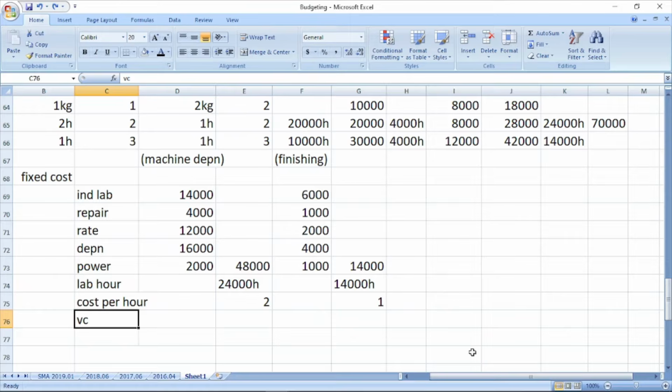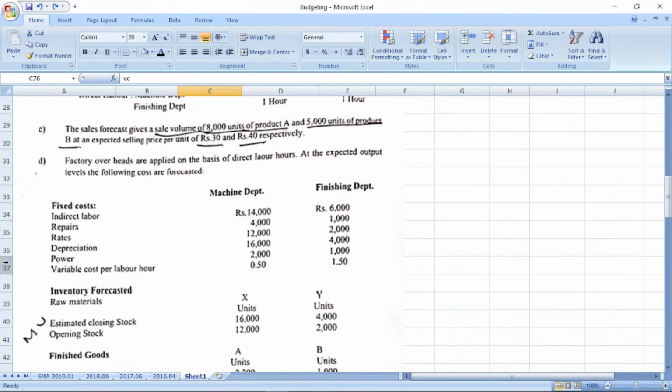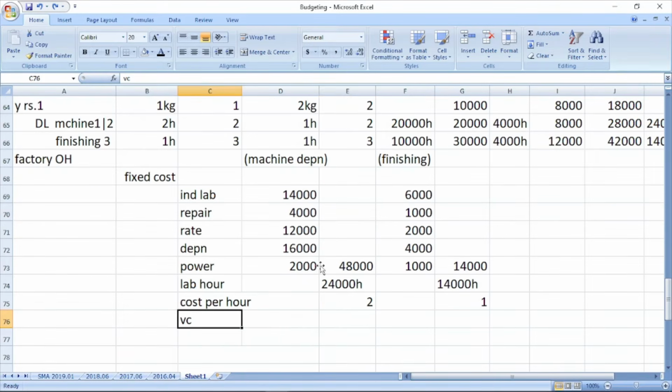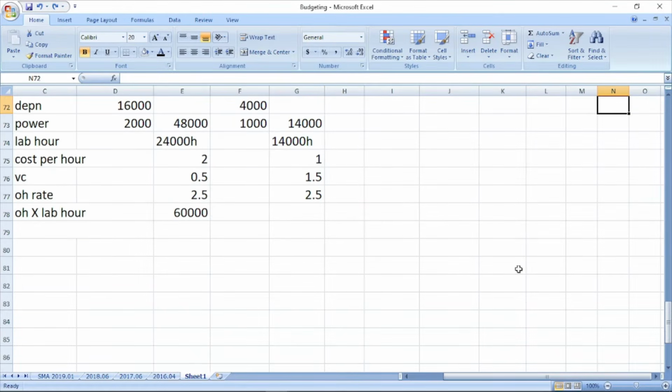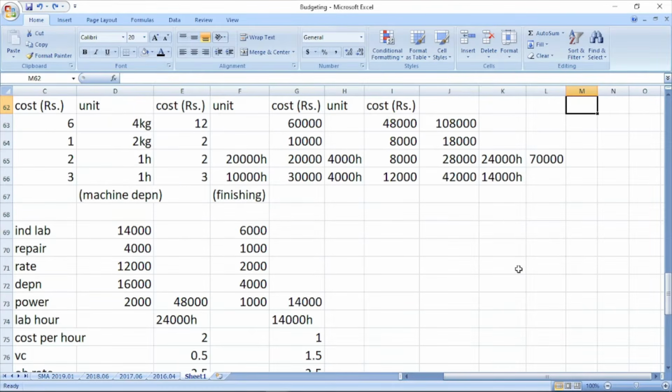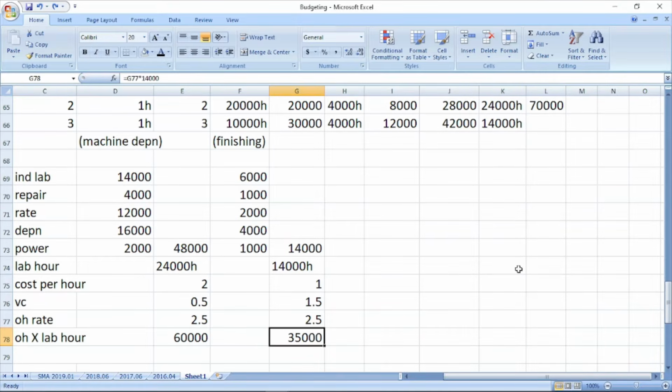Next they give the variable cost per labor hour: 0.5 and 1.5 for the machine department and finishing department. Copy that. Now we can get the total of this: 2 plus 0.5 and 1 plus 1.5. Overhead rate is 2.5 and 2.5. Overhead times labor hours is 60,000 and 35,000.